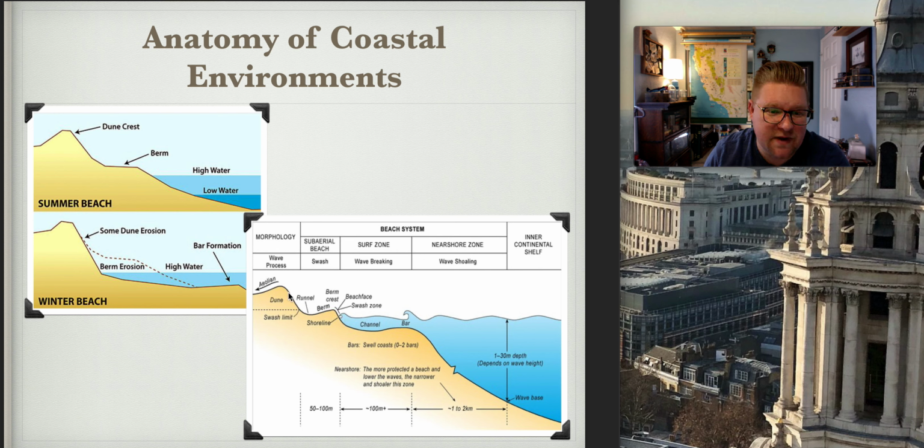So we can see that we've got the beach zone. This is where the surf crashes. That's the surf zone. And then way out here, 1 to 2 kilometers, that's the actual continental shelf. That's the edge of the continent itself.